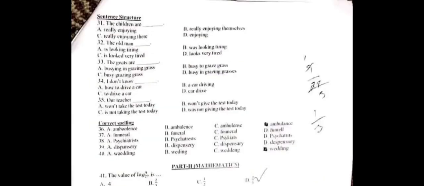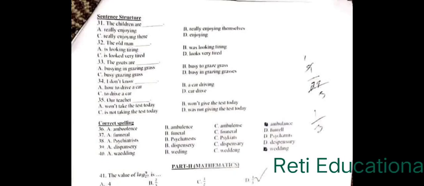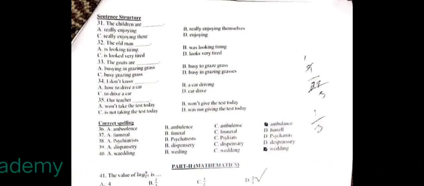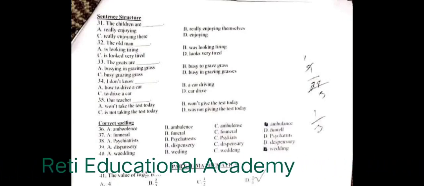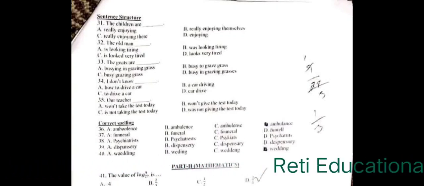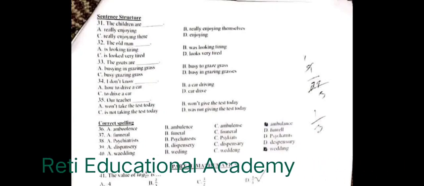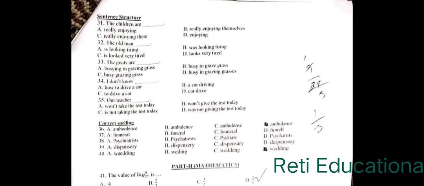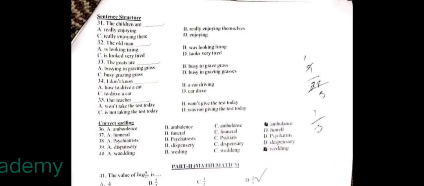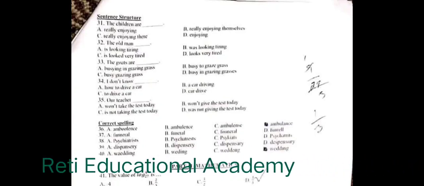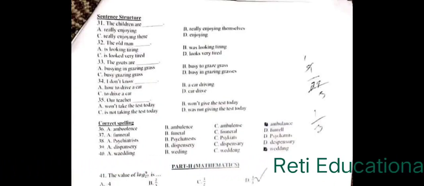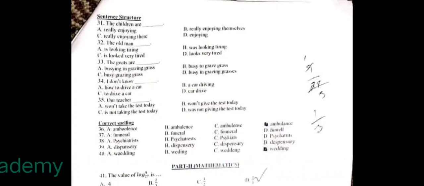Now comes sentence structure. The children are A. Really enjoying. B. Really enjoying themselves. C. Really enjoying their. D. Enjoying. And the correct answer is B. Really enjoying themselves. Two. The old man is looking tiring. B. Was looking tiring. C. Is looked very tired. D. Looks very tired. And the correct option is D. The old man looks very tired.